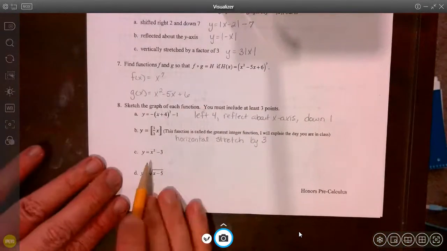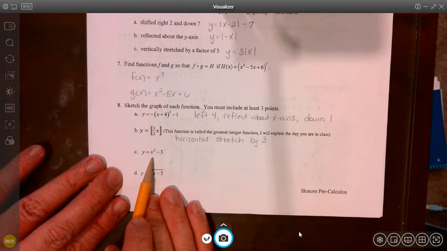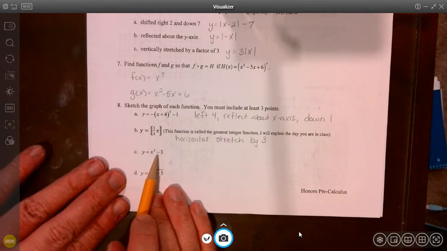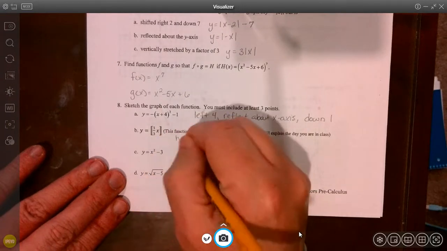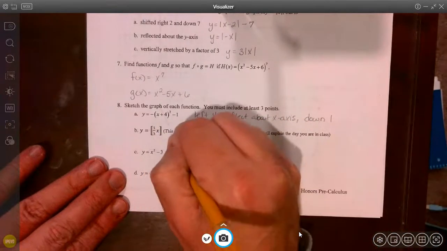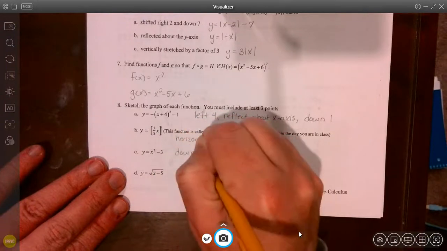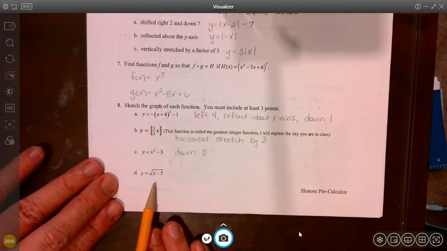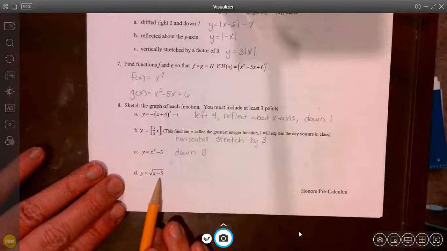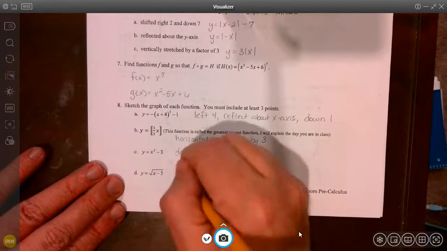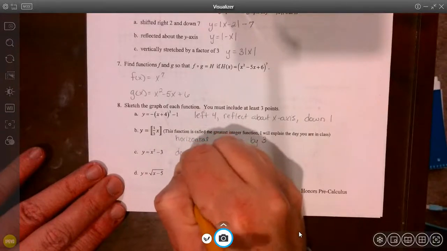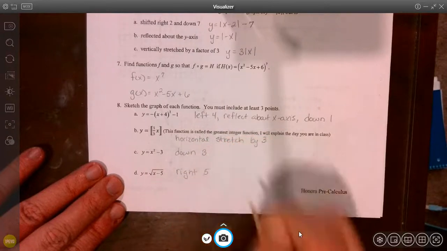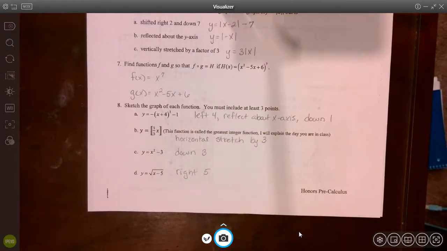All right, here we just have x squared minus 3. That's just my quadratic, and of course, it's just being moved down 3. And finally here, y equals the square root of x minus 5. That's just my square root function, and the minus 5 is inside, so that means I am shifting this to the right 5 units. And that's it for that page.